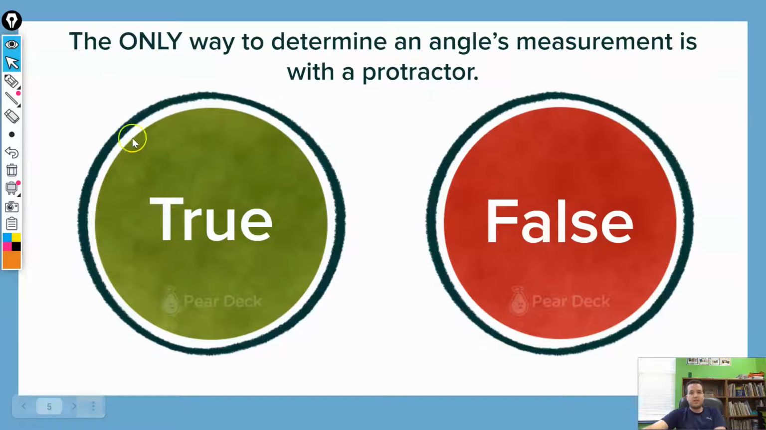Now, the only way to determine an angle's measurement is with a protractor. Is that true or false? To find the exact angle measurement.